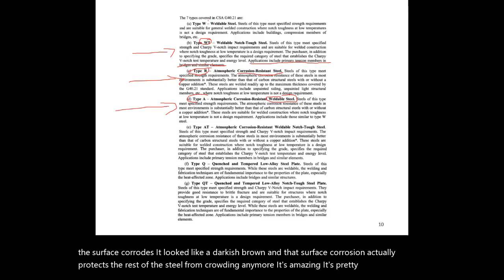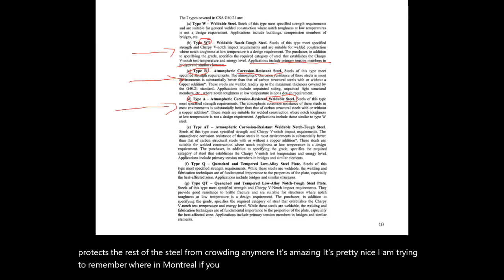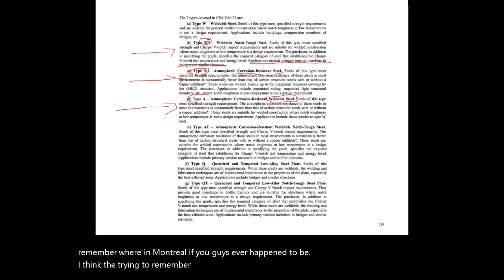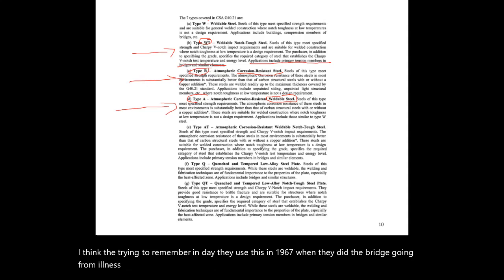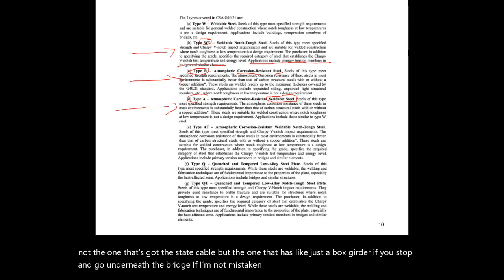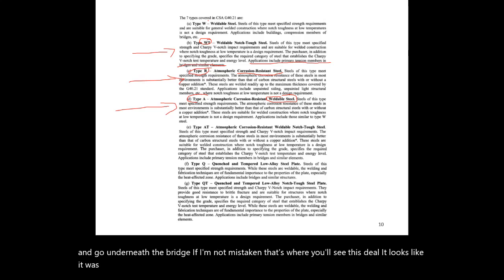I'm trying to remember where in Montreal, if you ever happen to be there, they used this in 1967 when they built the bridge going from Ile Notre Dame to Montreal. If you go to the casino, I think it's the last bridge, not the one with the stay cable, but the one that has just a box girder. If you stop and go underneath the bridge, that's where you'll see the steel. It looks like it was painted brown. Well, it's not painted brown. It's actually corrosion forming on the surface to protect the steel from further corroding, okay?